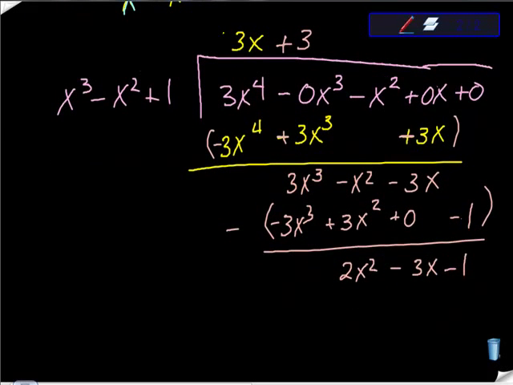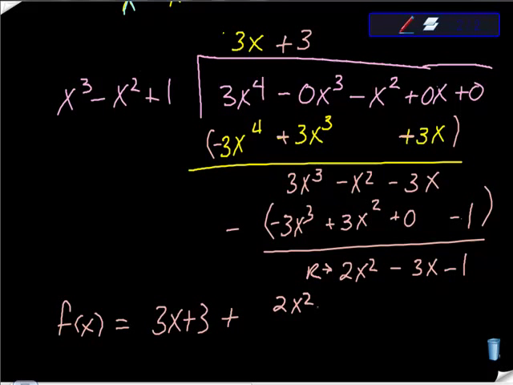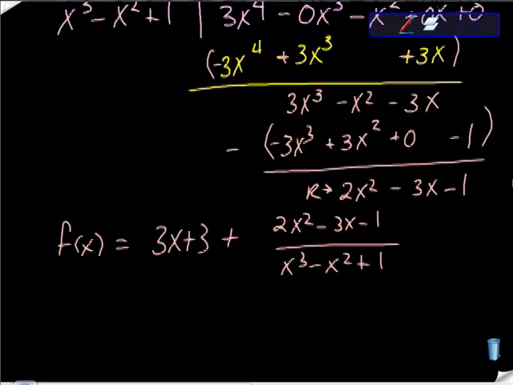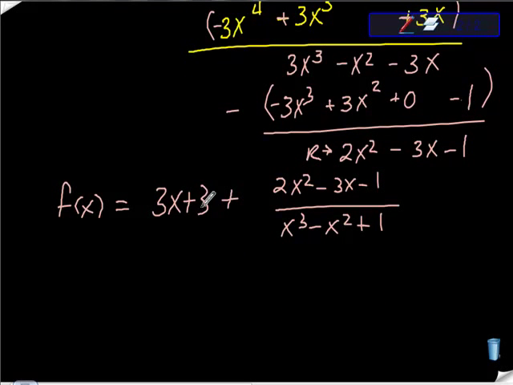This gets to be kind of the weird part, but I do want to show it to you. So what we can say about this is that our function can be rewritten as f of x is equal to 3x plus 3 plus its remainder, and this is the remainder right here, so it's 2x squared minus 3x minus 1 all over x cubed minus x squared plus 1. So this is what we can say here. We can say that our oblique asymptote is this piece right here.